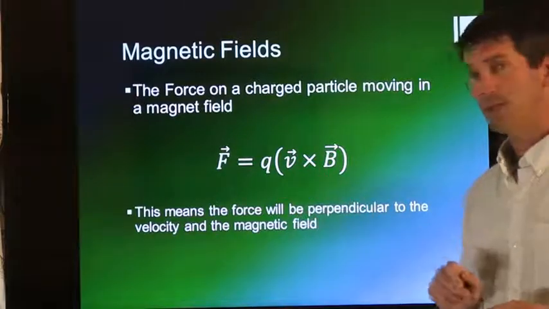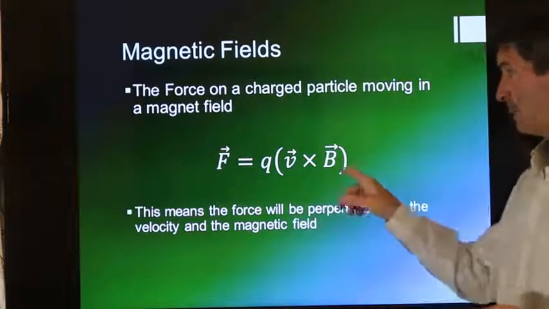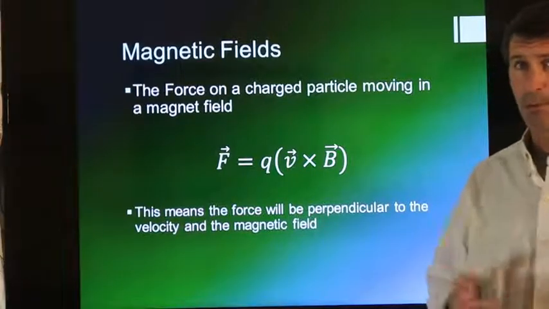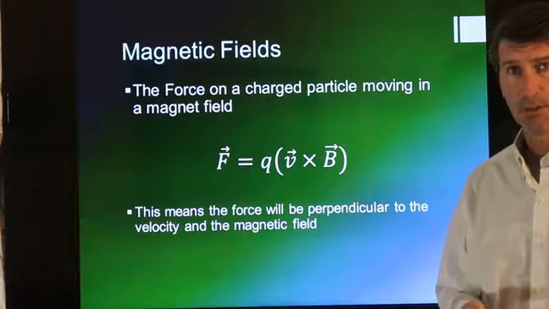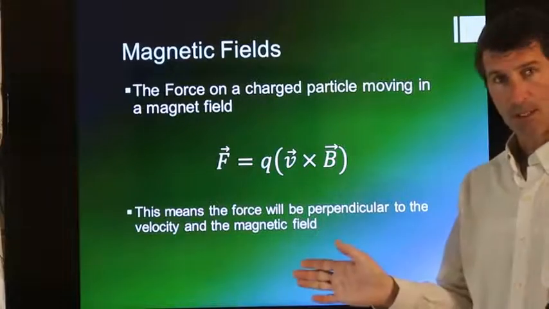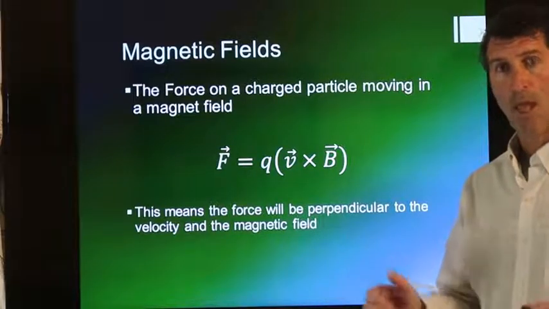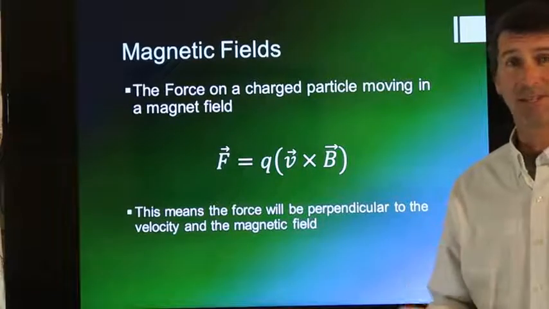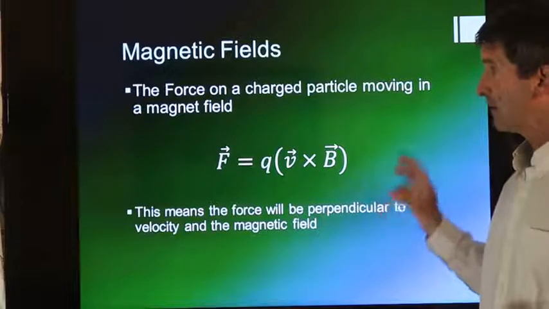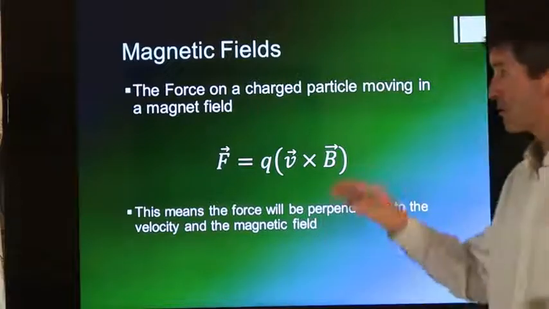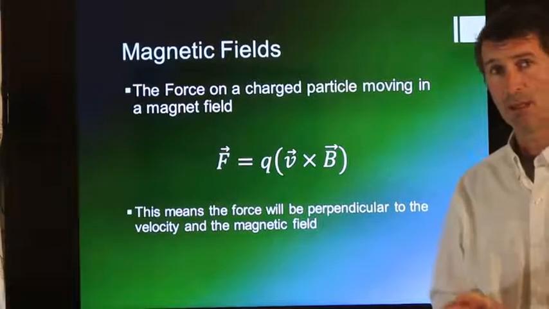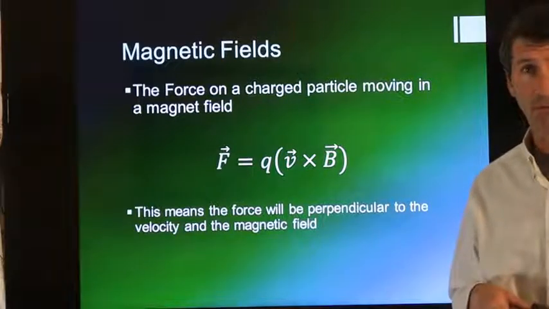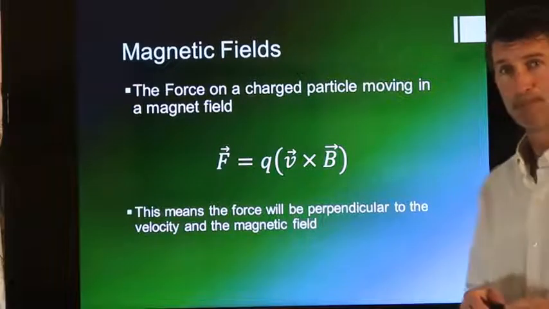So if V is in the x direction and B is in the y direction, for instance, there's only one perpendicular direction to those. V and B define a plane, and F has to be perpendicular to that plane, so actually it would be in the z direction. This makes dealing with charges moving in magnetic fields a little bit difficult because it involves three-dimensional visualization of what's going on.